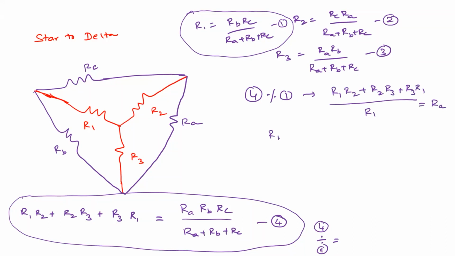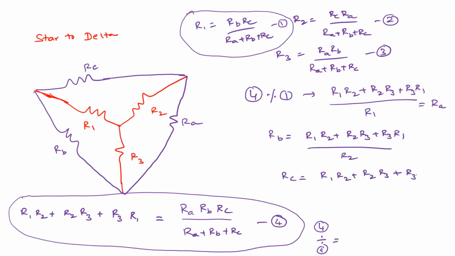Similarly, what is RB? You can tell me directly. R1 R2 plus R2 R3 plus R3 R1, the same thing, divided by R2. Agree? What is RC? R1 R2 plus R2 R3 plus R3 R1 divided by R3.